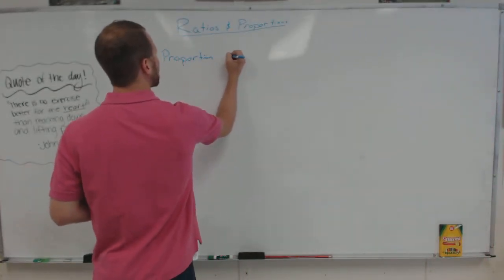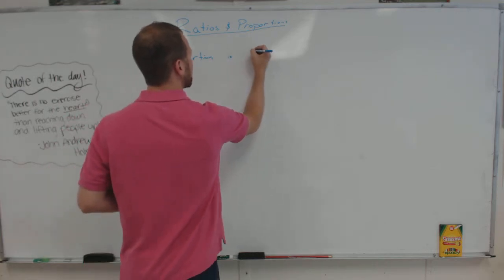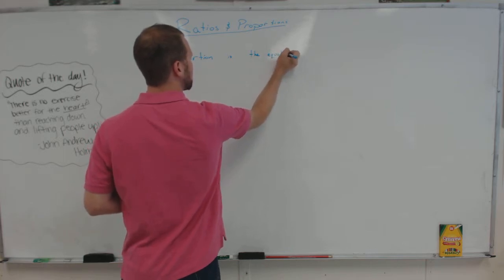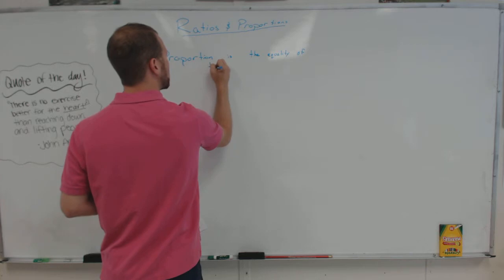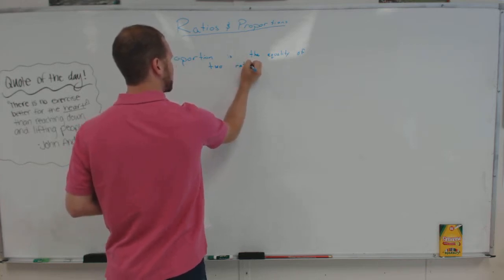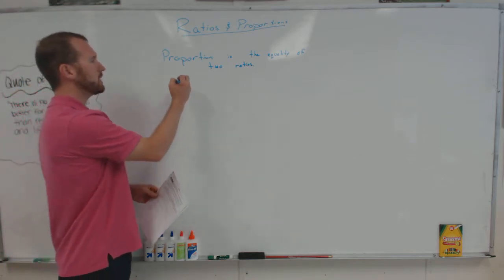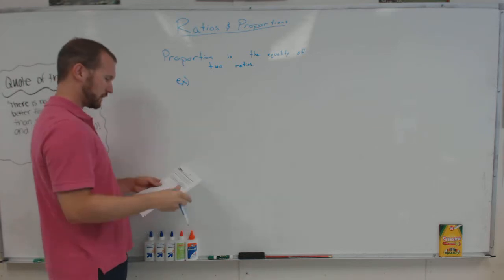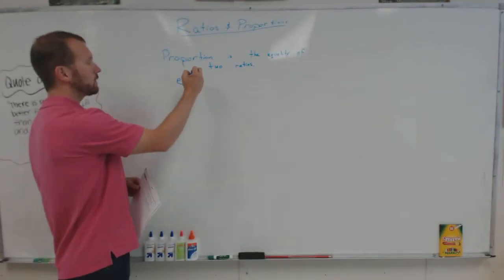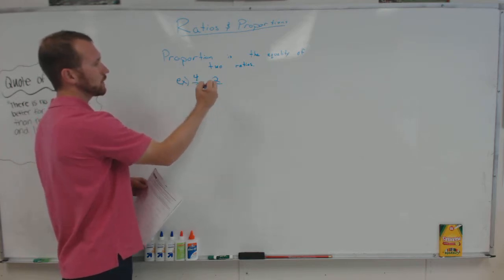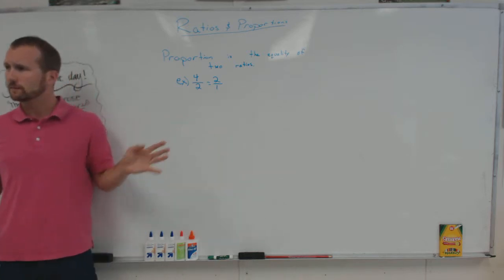Okay? A proportion is the equality of 2 ratios. So what we just wrote on the board, the last thing we wrote in that last example, was actually a proportion. Let me give some examples because that's a really confusing definition, I think. Let's look at this. 4 over 2 equals 2 over 1. That's an example of a proportion.